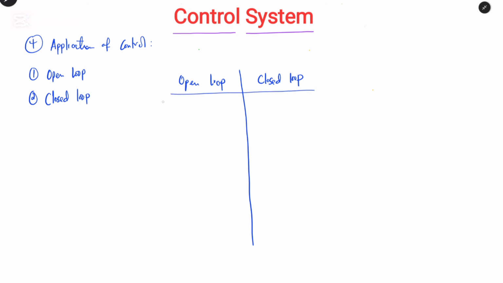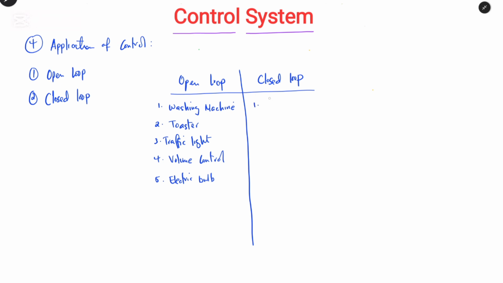So I can list some open loop. 1, washing machine. 2, we can say a toaster, the traffic light, the volume control, we can say the electric bulb.